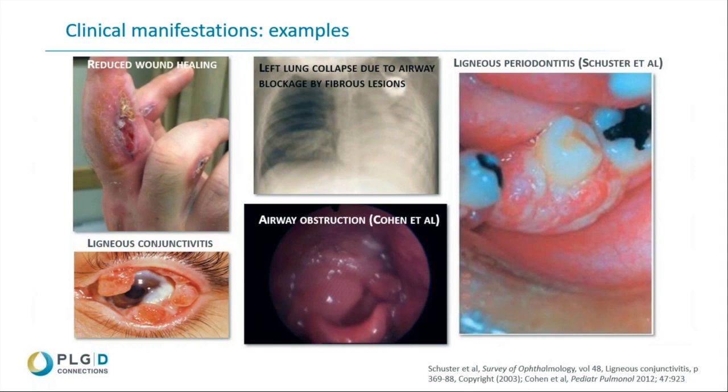Here are a few examples of clinical manifestations. On the upper left, an example of poor wound healing. On the lower left, a typical ligneous conjunctivitis. In the middle, left lung collapse, secondary to airway obstruction by ligneous lesion, as shown on the lower slide. On the right is an example of ligneous periodontitis.